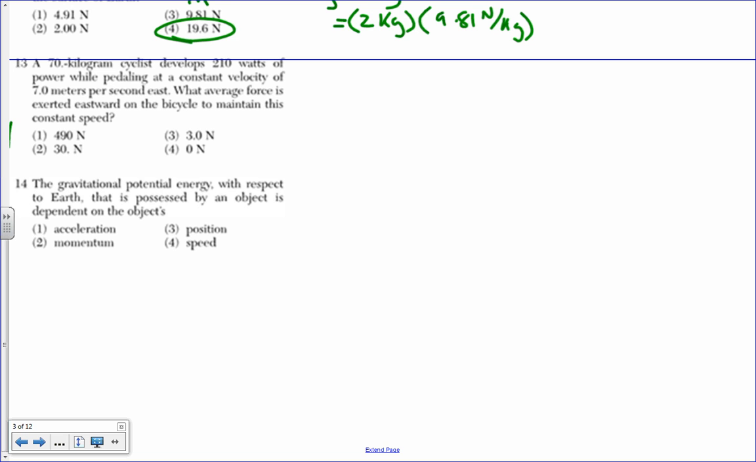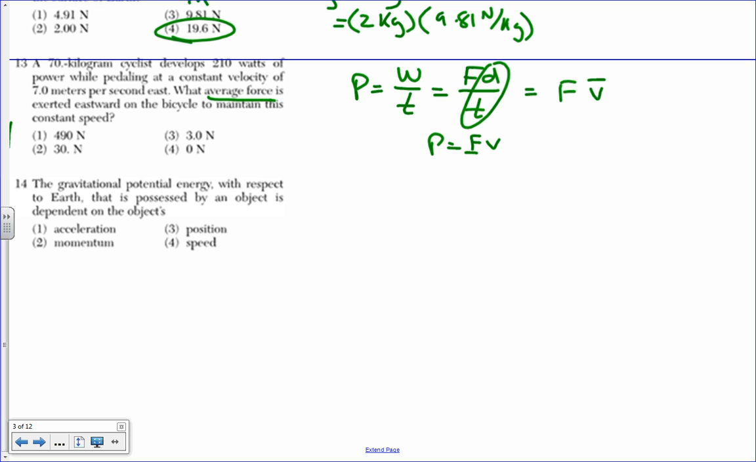Number 13, a 70-kilogram cyclist develops 210 watts of power while pedaling at a constant velocity of 7 meters per second east. What is the average force? Okay, so we know there's a relationship in the reference tables. P equals work over time, so the rate of energy transfer. But work is Fd, so it's Fd over t. And then we also say that d over t is our average velocity, so it's force times velocity. So we have P equals Fv.